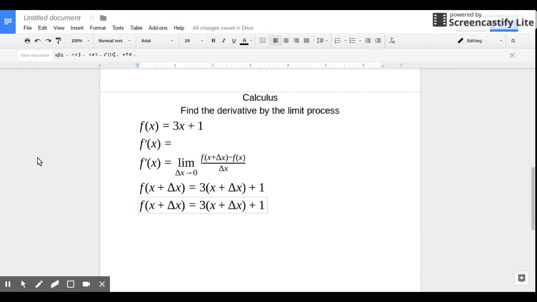So that means we're just going to knock that down. So we have 3x plus 3 delta x. As you can see, that 3x plus 3 delta x plus 1 is going to be going in right up here, where this is located.